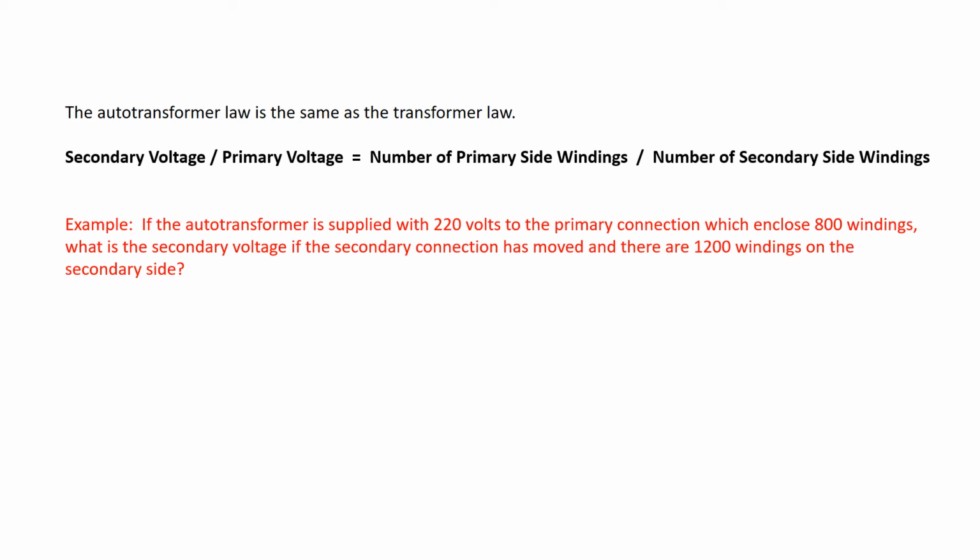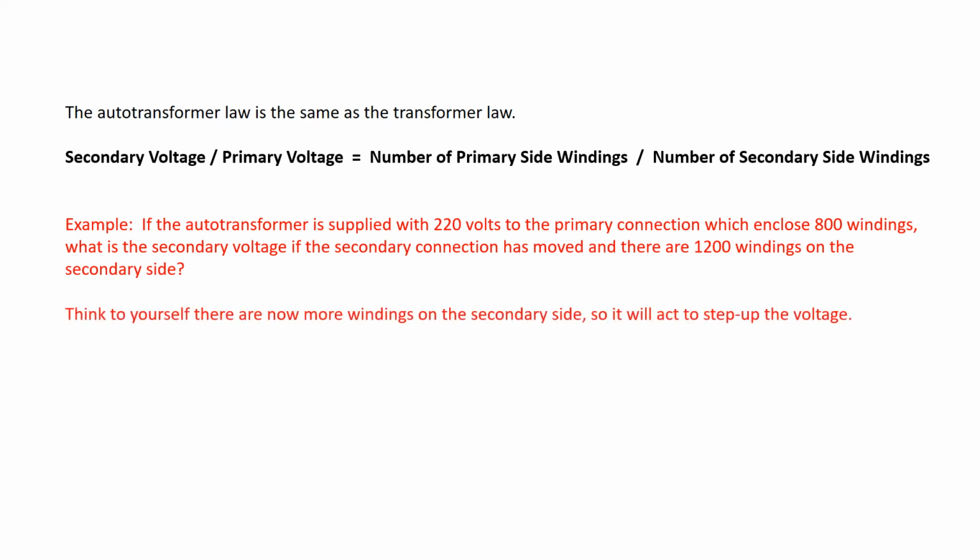So on the registry, on an exam, you may get an example like this. If the autotransformer is supplied with 220 volts to the primary connection, which includes 800 windings, what is the secondary voltage if the secondary connection has moved and there are now 1,200 windings on the secondary side?